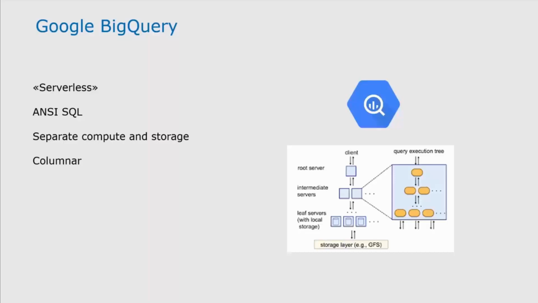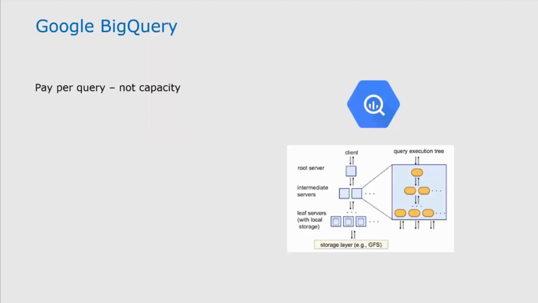You can see the architecture with the root server, which is what you're talking to, and then it scales out when it decides on execution. It just scales out the number of leaf servers that are needed to reply within the given SLA it has. Thing is, because it's serverless, you do not pay for the capacity you reserve, you pay per query. You also pay for the storage a bit, and if you're streaming data in, you have a subcharge for each piece of streaming data that comes in as well. Google BigQuery is optimized for wide tables.